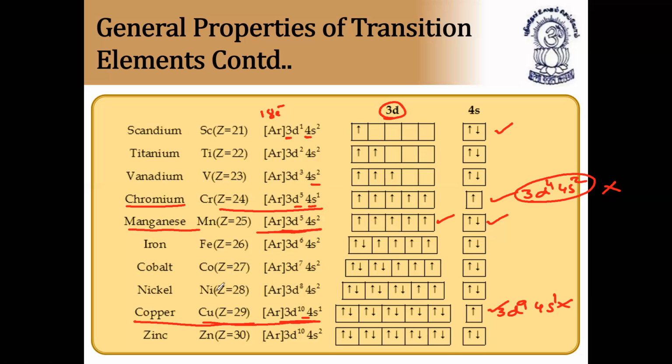Iron, cobalt, nickel, copper, zinc. So scandium, titanium, vanadium, chromium, manganese, iron, cobalt, nickel, copper, and zinc. These are the electron fillings, and these are the elements of the 3d series. A very important point: all are metals, but they are less electropositive than first group and second group metals, that is the s block elements.